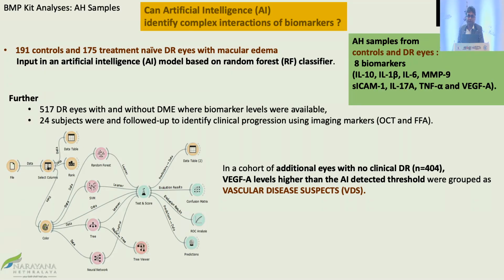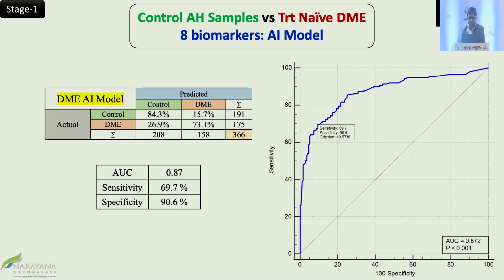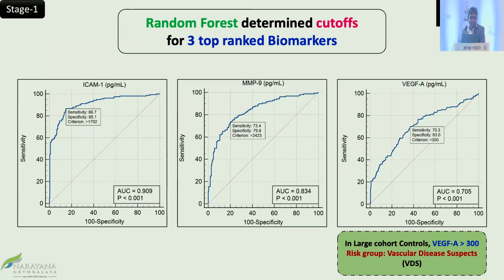So we tried to look into whether AI can help to understand the complex interplay of these biomarkers. So we had done these 8 biomarkers, and we have taken a cohort of 192 controls and 175 treatment eyes. What we have seen is there was a good correlation, and the sensitivity and specificity was really good. What AI had found was these 3 biomarkers which were really important: ICAM, MMP9 and VEGF-A. In some cohorts which didn't have diabetic retinopathy, we found that the VEGF-A was high, and these we named vascular disease suspects.